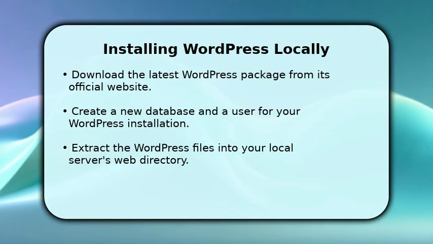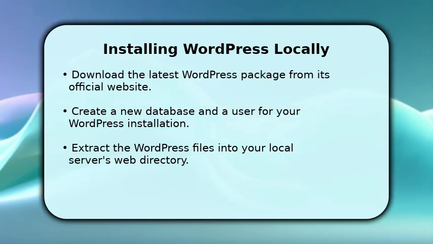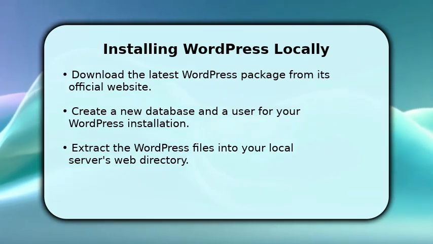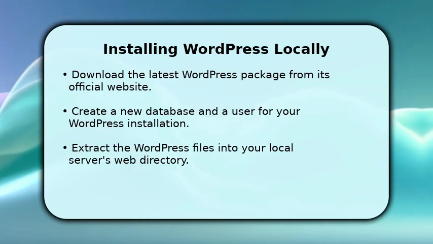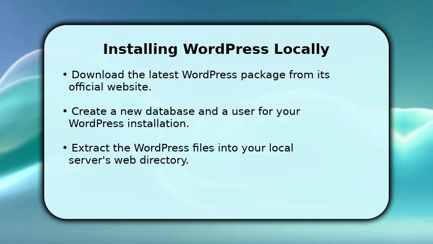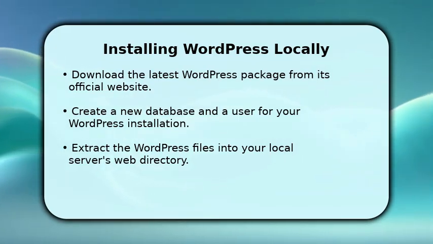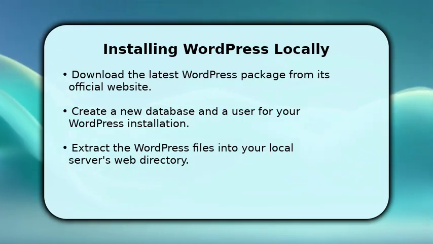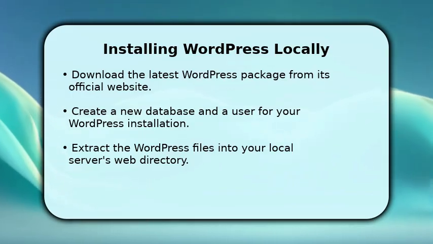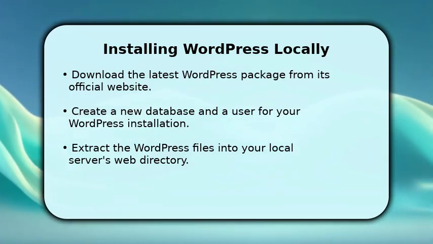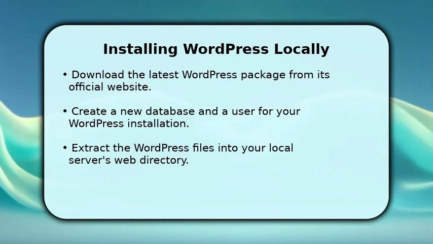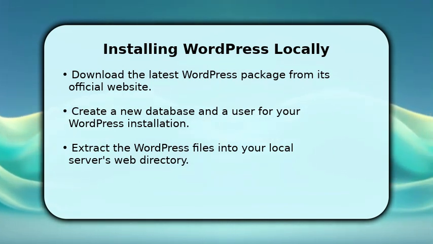Now that your local server is running, it is time to install WordPress itself. Begin by downloading the most recent version of WordPress from WordPress.org. Next, access your local server's database management tool, usually phpMyAdmin, to create a new database and a user with appropriate privileges. Finally, extract the downloaded WordPress files into your local server's web root directory, often named htdocs or www, creating a new folder for your project.